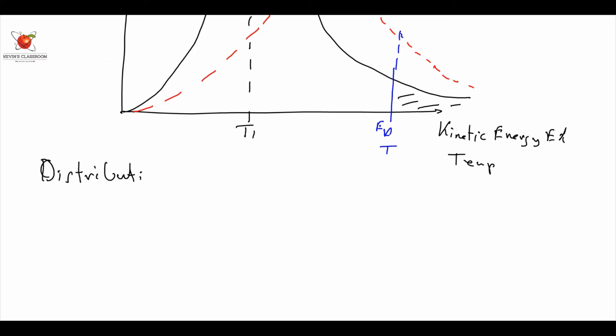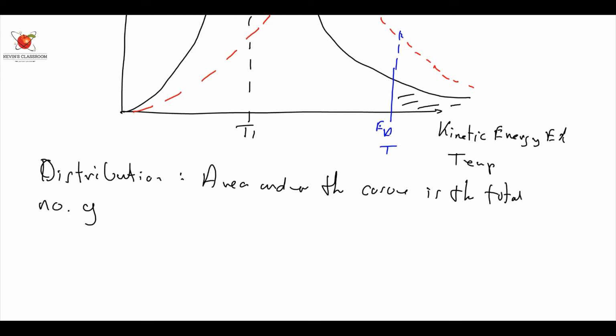What do I mean? I mean the area under the curve is the total number of particles. It's like a histogram or a frequency distribution curve in stats. If you look at the area underneath, it must have everybody in it. Now I go and I delta T this thing.